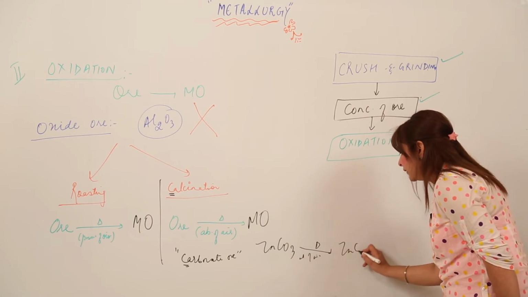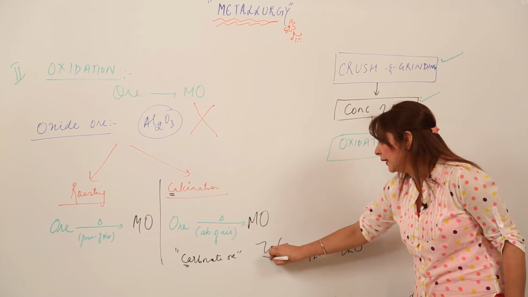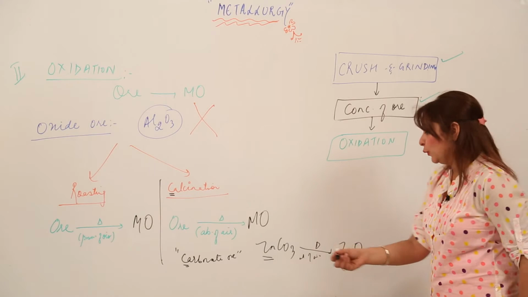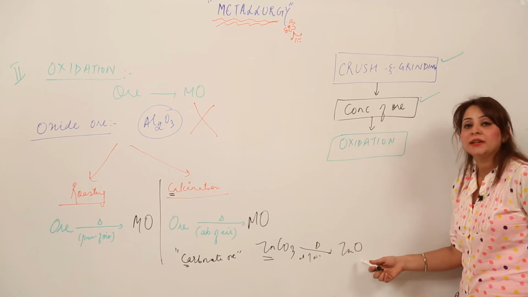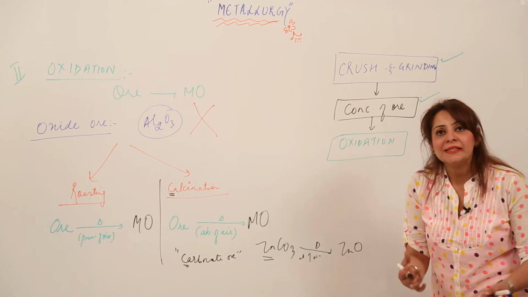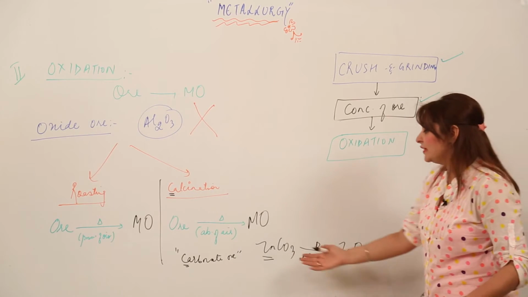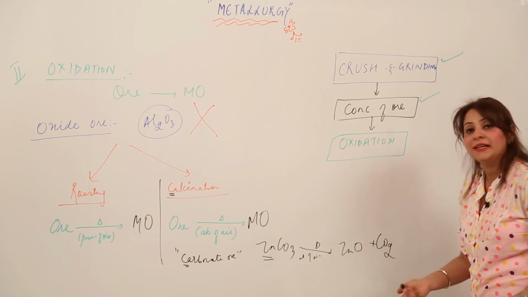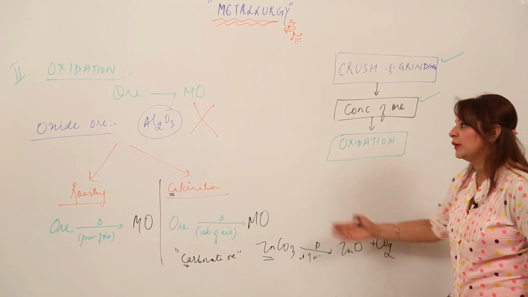So what I'll get, obviously, this is our metal, that means it was a zinc ore, so obviously we need zinc oxide. So it gets converted to the metal oxide, zinc oxide, and forms the respective gases. So which gas will be formed? Obviously it is a carbonate ore, so it will lead to the formation of carbon dioxide gas. So this is how you'll do calcination.